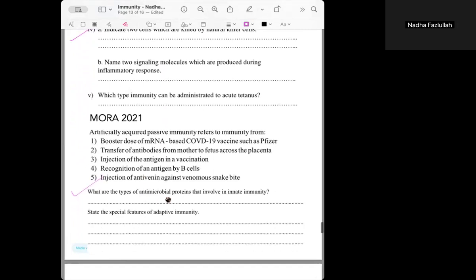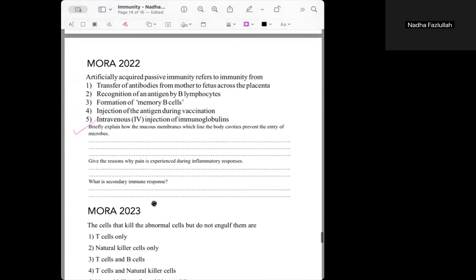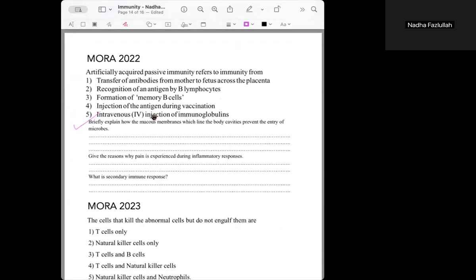Then, what are the types of antimicrobial proteins that are involved in innate immunity? Interferons and complement proteins. Then finally, briefly explain how the mucous membrane, which lines the body cavities, prevents the entry of microbes. That is the 2020 Moratua question.